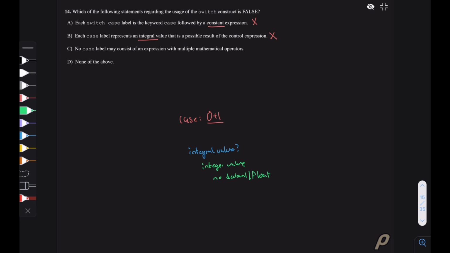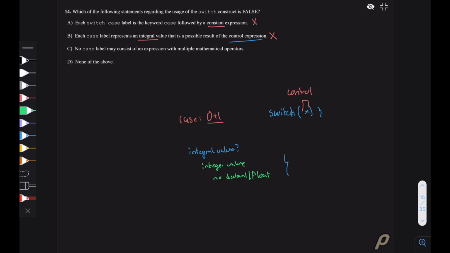So when it says the control expression, if we look at switch x here, for example, this x right here, that's the control expression. So this has to evaluate to be an integer value. It cannot be a float value, it cannot be a decimal value. It has to be an integral value, whether that be an integer, a char, or a long, as the switch case does not work with float values.